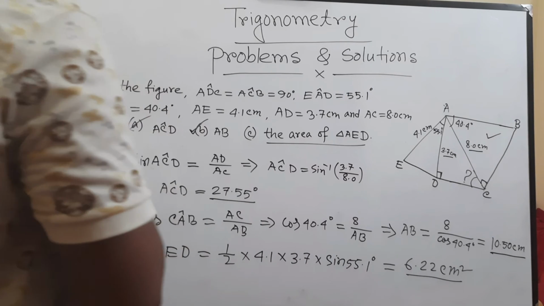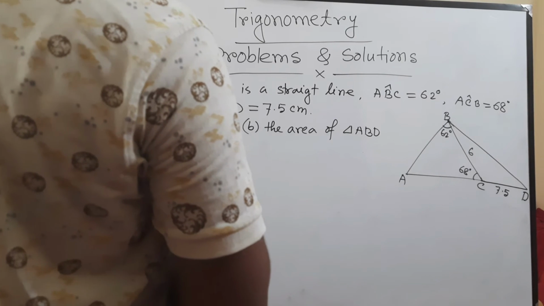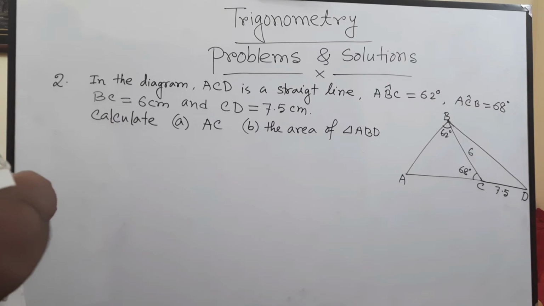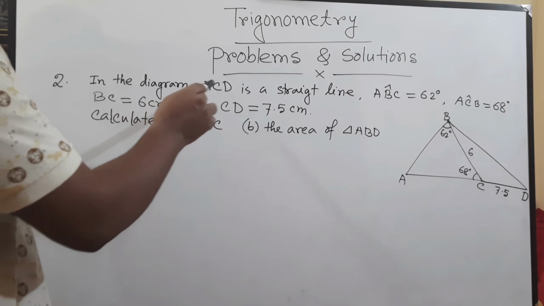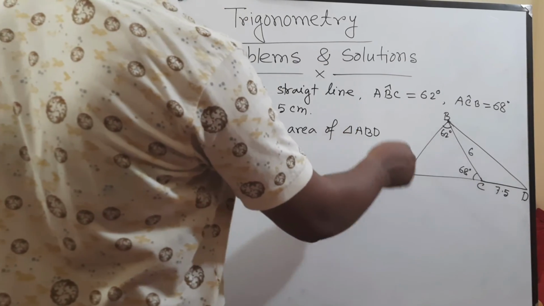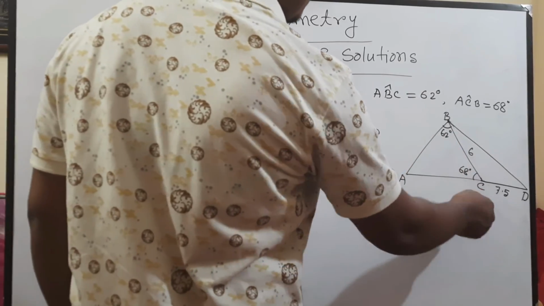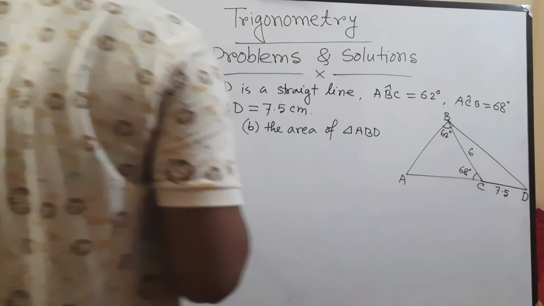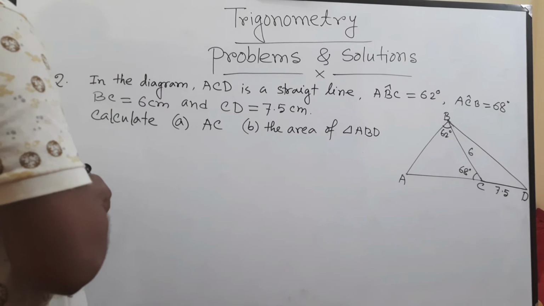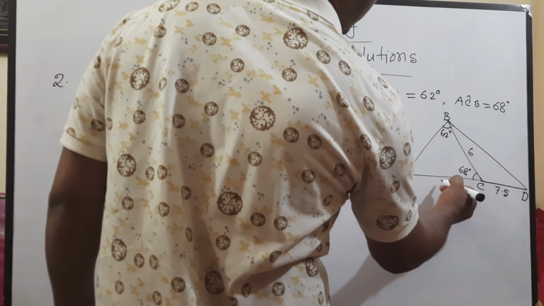Okay, next we will look at another problem, that is number 2. Now in number 2 I will solve another problem, and this problem I will solve by using the sine formula. So here the problem is given in the diagram. ACD is a straight line. Angle ABC is 62 degree, angle ACB is 68 degree, and two sides BC equals 6 centimeter and CD equals 7.5 centimeter. Okay, now we need to find the value of AC.